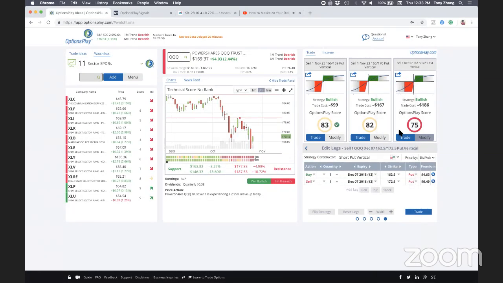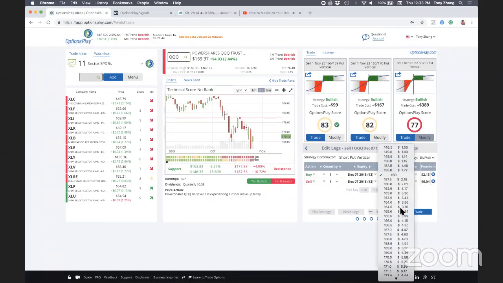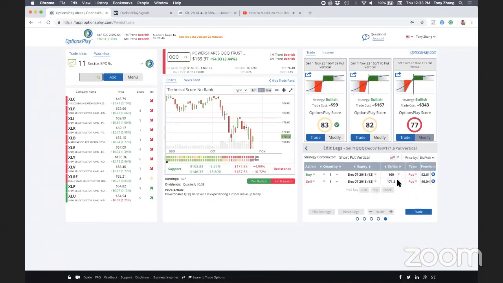172, 162 and a half. Yeah. So on a $10 wide spread, it's because the strikes are not $10, are not 50 cents after $1.60. So it's hard for me to find that $10 wide spread. So it looks like $10 wide doesn't quite work here. So maybe I have to do a narrower spread.